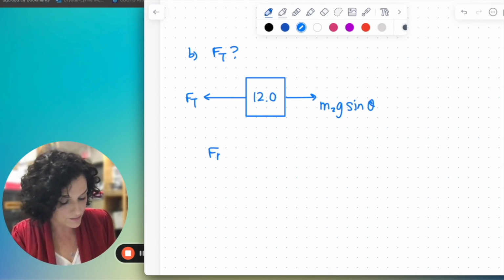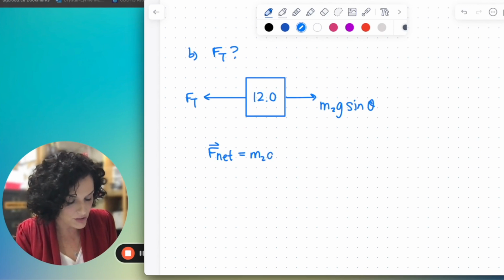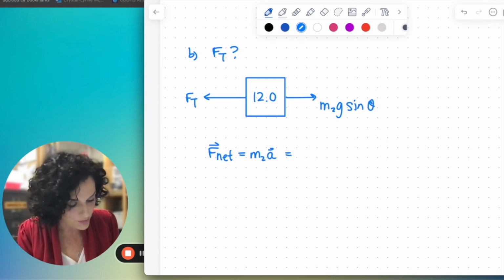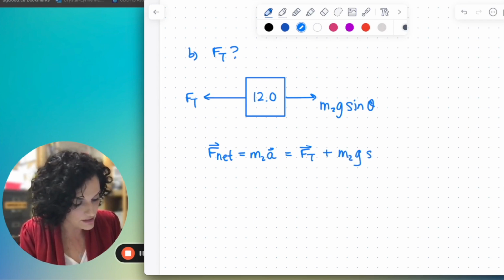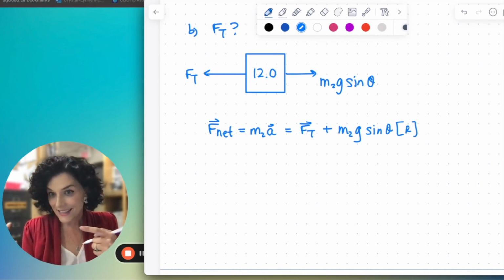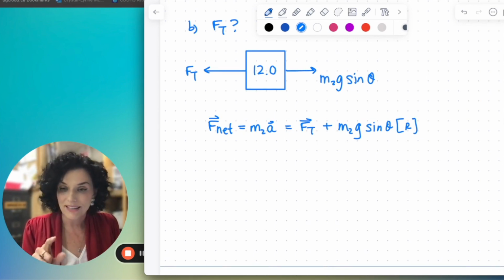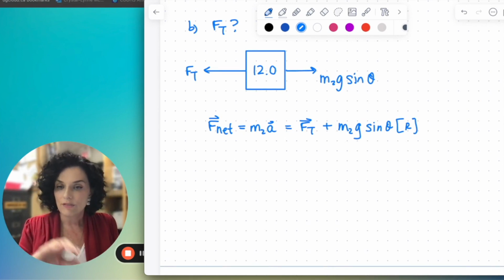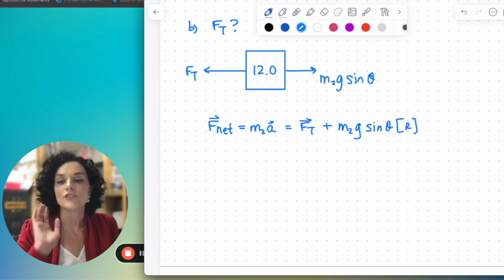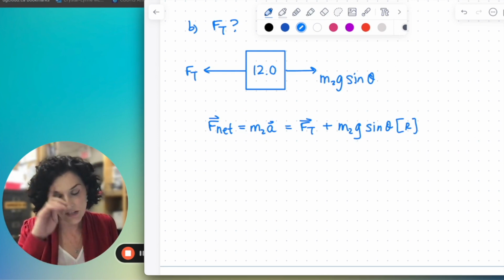So my F net in the X direction here is going to be mass 2 times acceleration. And that's going to be equivalent to my tension force plus my M2G sine theta, and that's going towards the right. So from the previous question, my acceleration is happening to the left, totally fine. We're going to use mass number 2 because, again, when we talk about tension, even though the system is traveling as one, your tension is going to be determined based off of the individual masses themselves.